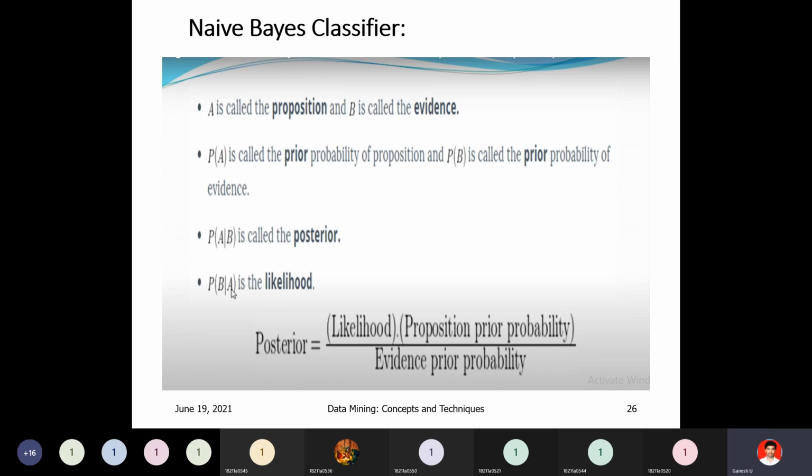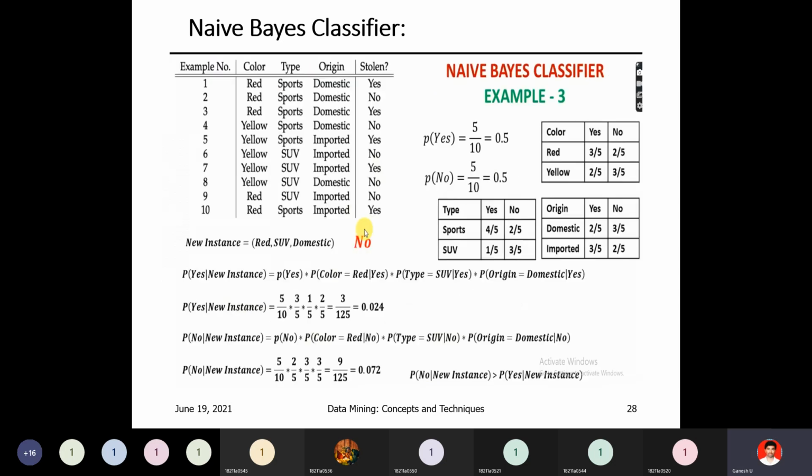P of A by B is the posterior, the probability of A after B is given. Here P of A is the prior probability, which has no connection with B. What is P of A? That is the prior probability. P of B by A into P of A by P of B. What is P of B? That is the marginal probability, the other probability. This is the formula, and you have to apply it here.